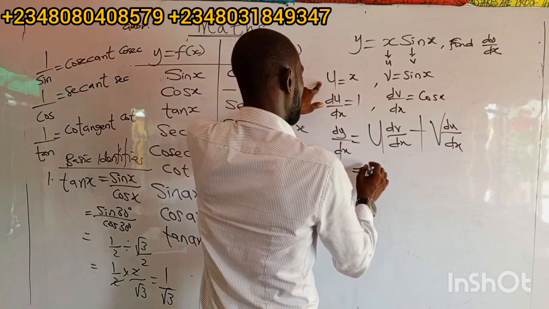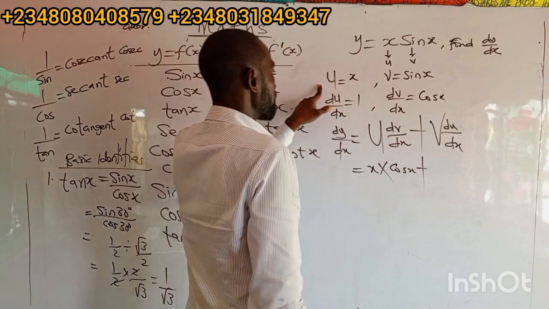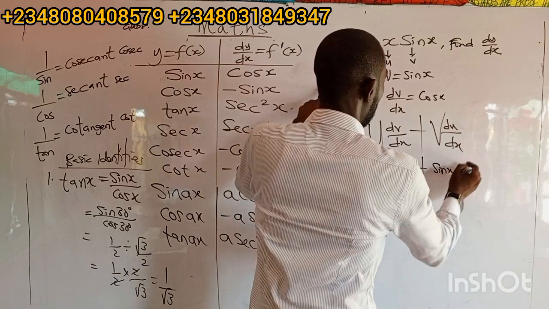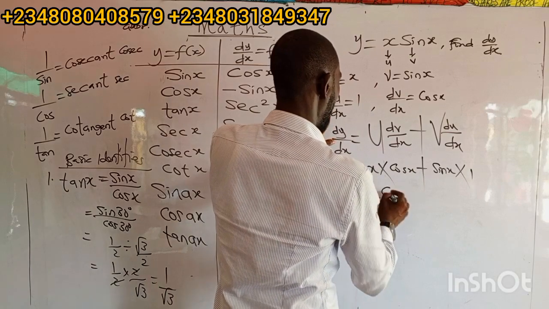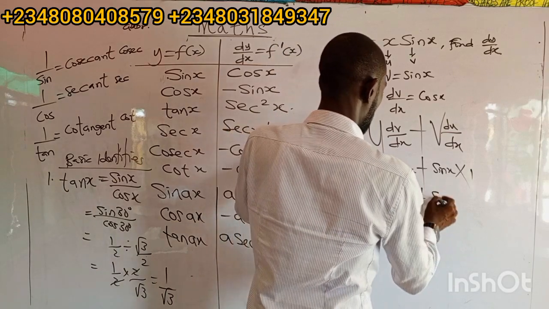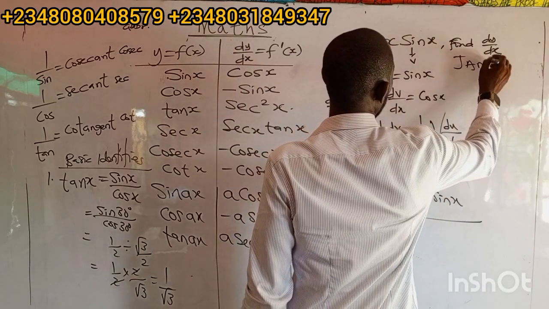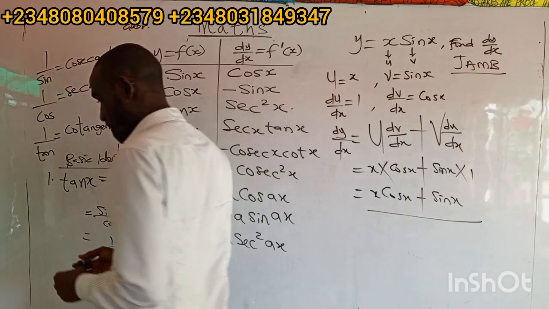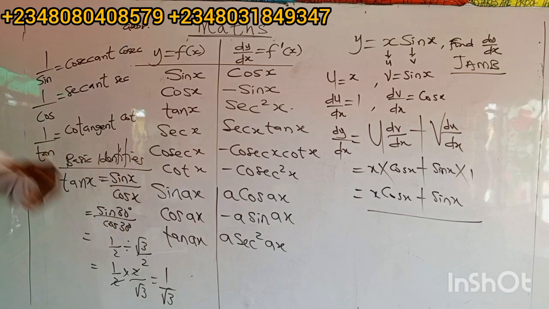Our u is x, times dv/dx, which is cos x, then plus v, sin x, times du/dx, that is 1. So our answer equals x cos x plus sin x. This is the question. So under what now? Derivative of functions combined with product rule. So let's have more questions.